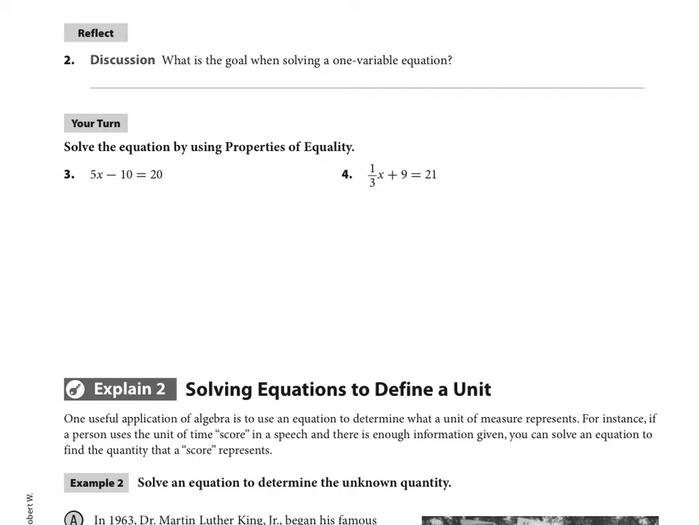Your turn number 3 is 5x minus 10 equals 20. The direction says to solve the equation by using the properties of equality. So the first thing that we're going to do here is add 10 to both sides. In that case, I'm going to get 5x equals 30. Because I added 10 to the left side and then added 10 to the right side, I just used the addition property of equality.